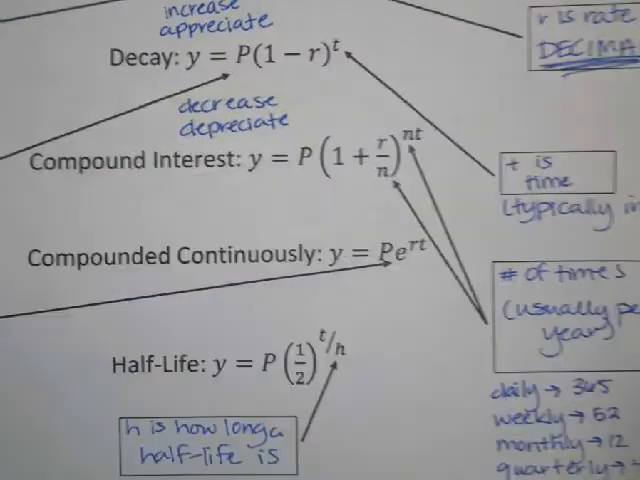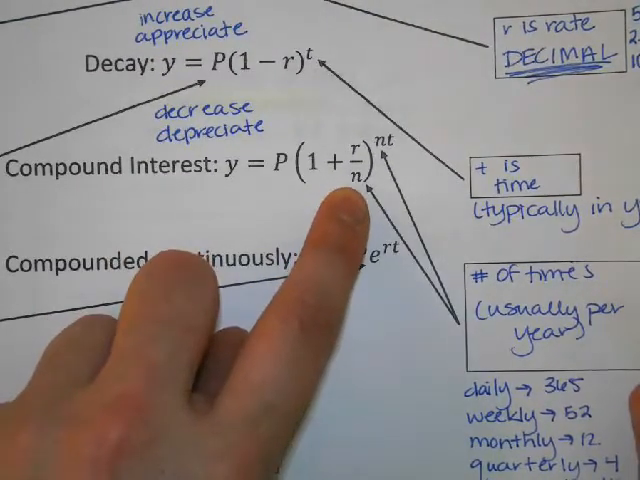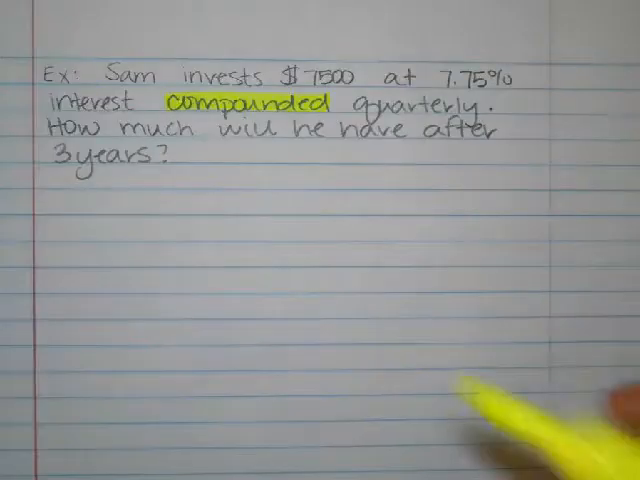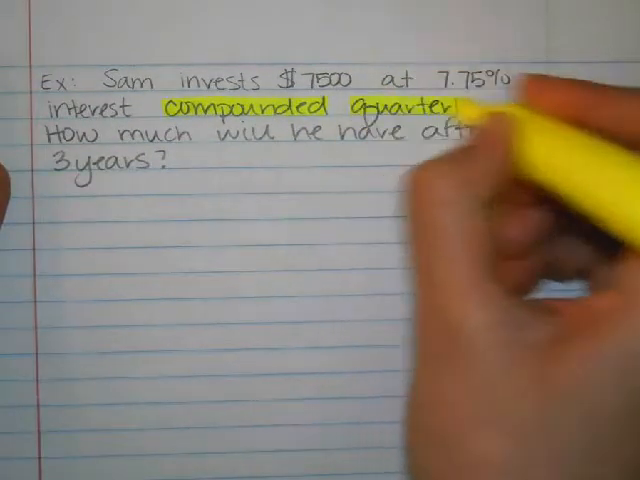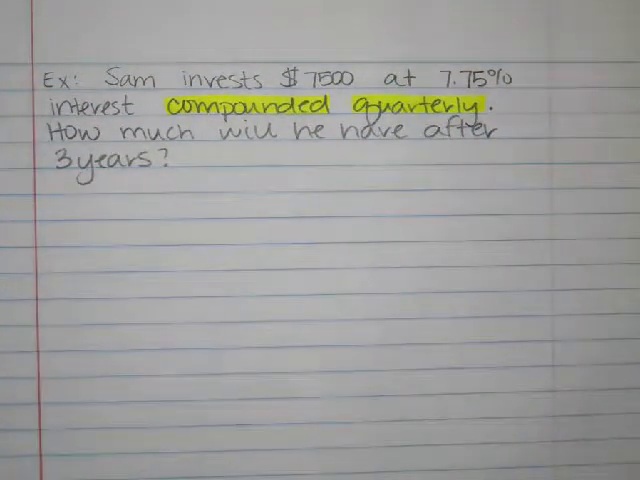The word quarterly, yeah, they're telling you the n value. N is the number of times per year. How many times per year is quarterly? 4 times per year. So compounded quarterly, those are the two words that help us figure out which formula we are using. Okay. So we're going to write down our formula.